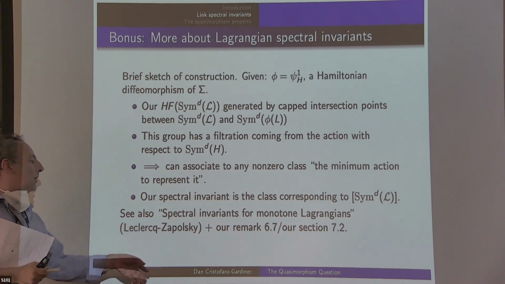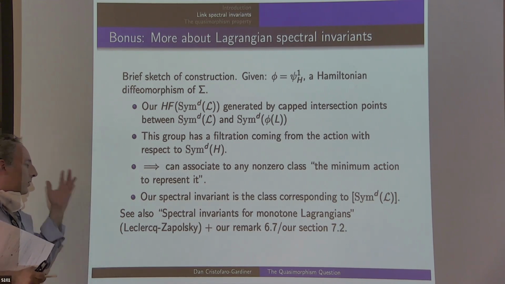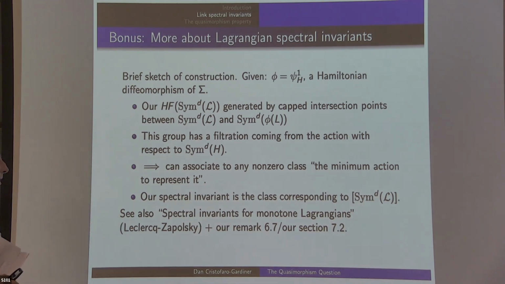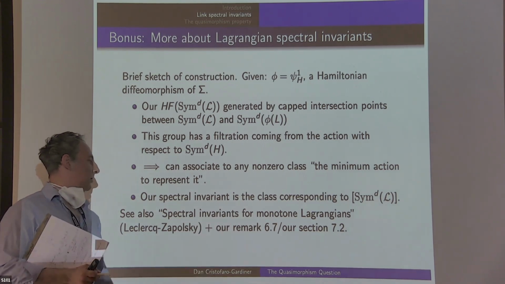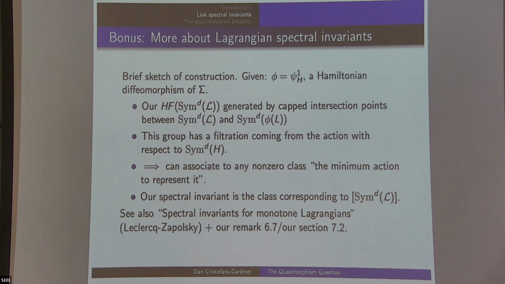It's literally called Spectral Invariants for Monotone Lagrangians by Leclerc and Sapolsky. So you don't have to get into any orbifold kind of stuff. It's just this nice paper, and we explain in our paper how to relate to the setup in this paper. But okay, let me give you a geometric picture, particularly if you've never seen this before.